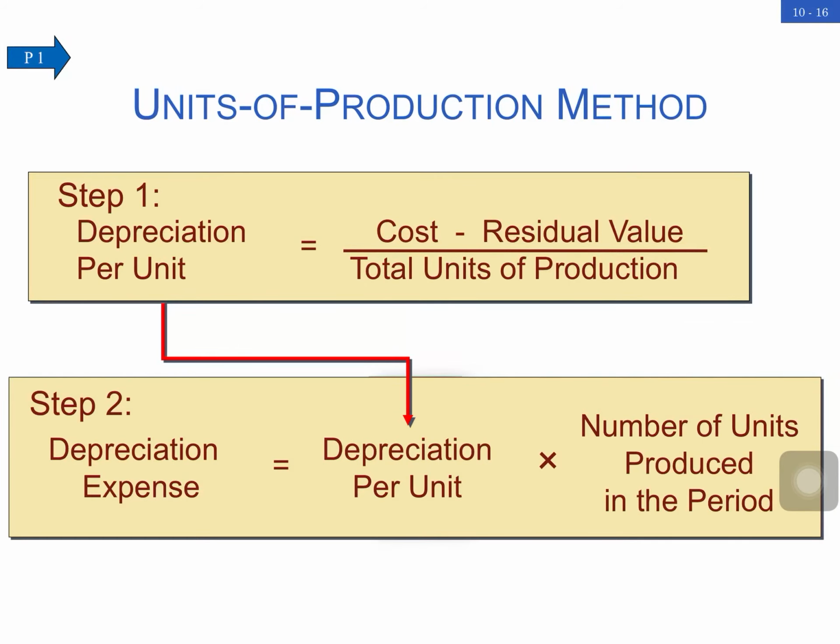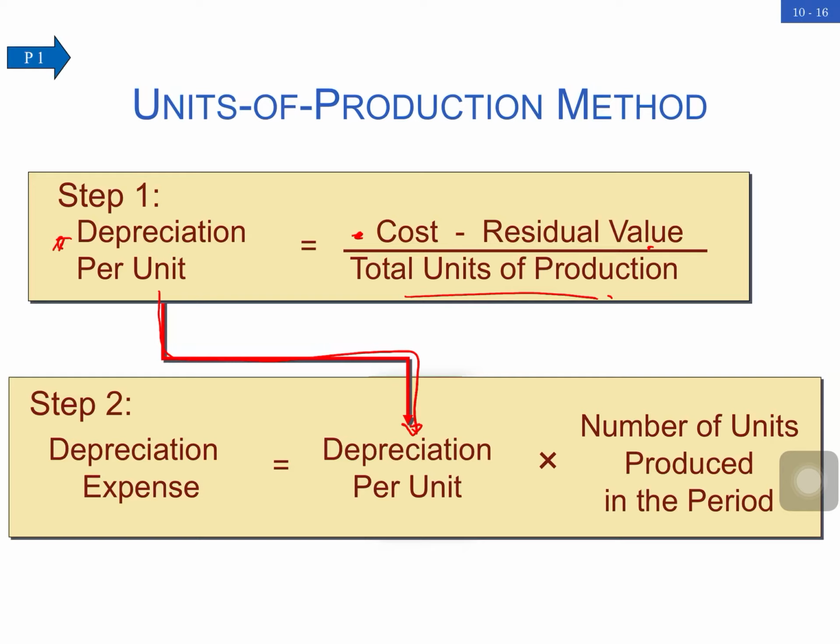Next is the units of production method. Okay, units of production method. In this one, the calculation of the depreciation is based on the units of the product that you produce. So how are you going to calculate? Depreciation per unit will be cost minus residual value divided by total units of production. Okay, this is the depreciation per unit.